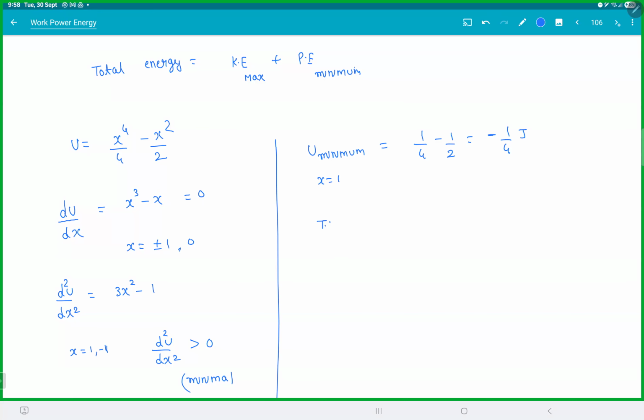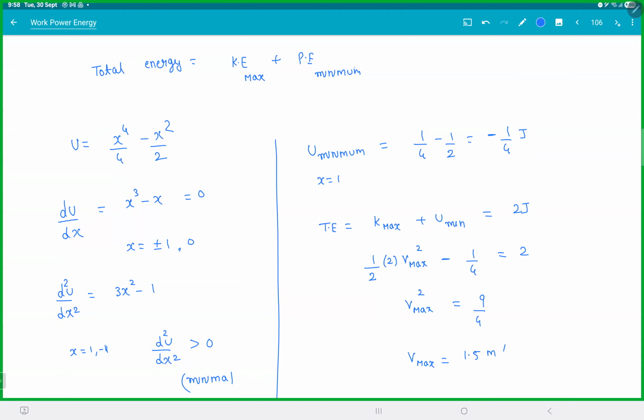Now coming back to this, so total energy is K max plus U minimum, and total energy is 2 joules. KE max is half, mass is 2 kg, this is V max square. And U minimum is minus 1 by 4, is equal to 2. So we get V max square is equal to 2 plus 1 by 4, which is 9 by 4, and V max is 1.5 meter per second.